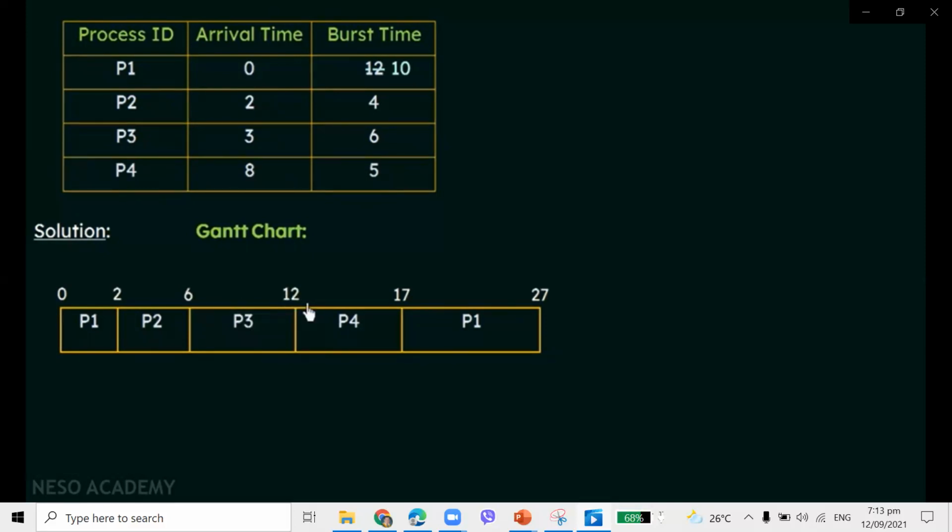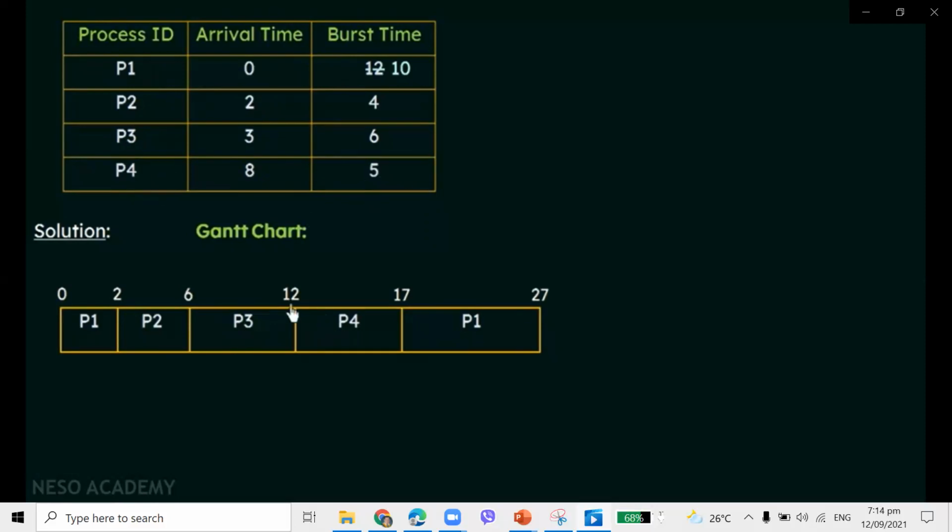Now, what are the remaining processes that we have? Let us see. So P2 has completed, P3 also has completed. Now we have only P4 and P1. Now what are the burst times? We know that P1's remaining burst time is 10 milliseconds, and P4, which has not even got the CPU once, its burst time is 5 milliseconds. So if we compare P1 and P4, the smaller one is P4. So P4 is the one going to get the CPU.